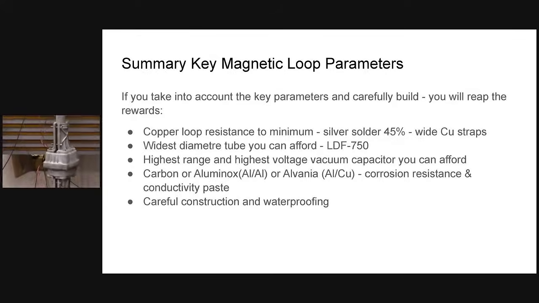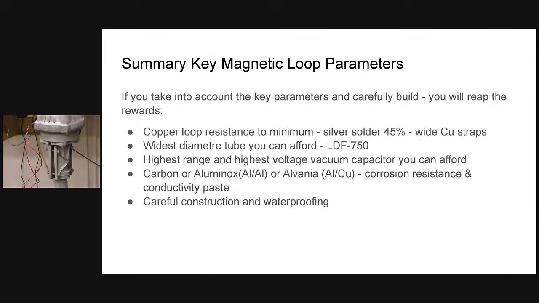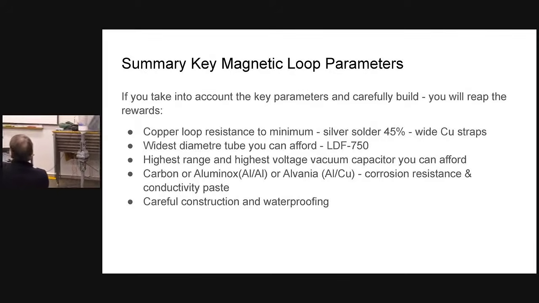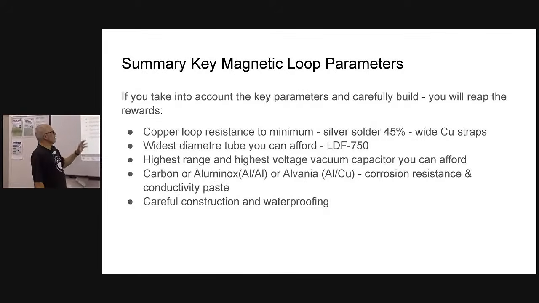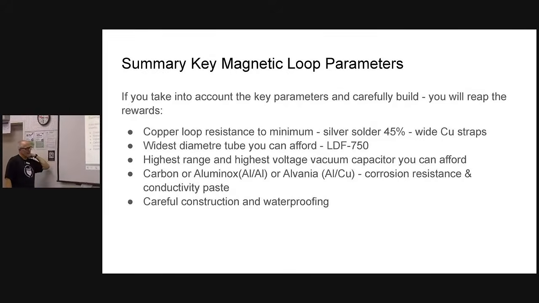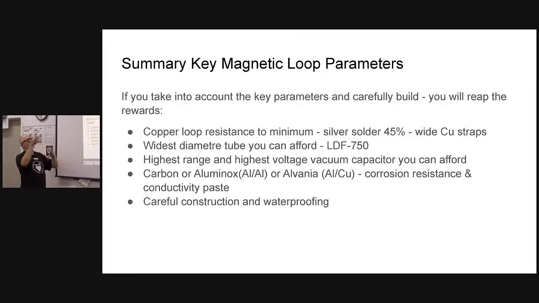Okay, key things. I mentioned silver solder and copper straps. The widest diameter tube you can afford. The highest range and the highest voltage vacuum capacitor you can afford. I actually used carbon paste around the top and the bottom of the vacuum capacitor, because I was finding that the dissimilar metals, as soon as there was any sort of moisture outside, were starting to corrode. But there's a whole lot of other products that are available. In fact, this is what Tas Networks use on all their high voltage connections. And careful construction and waterproofing.